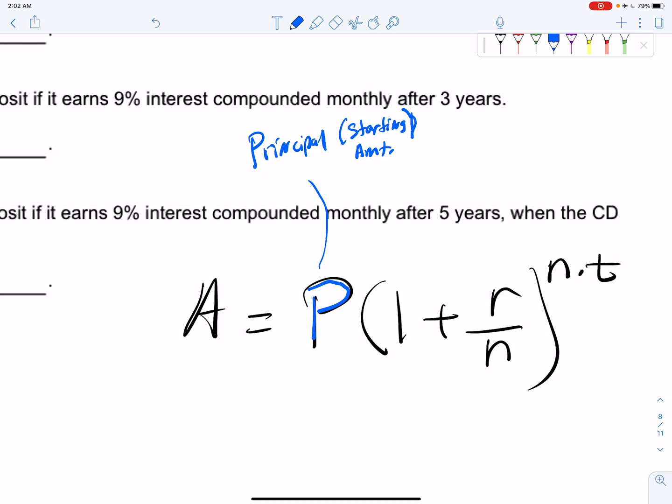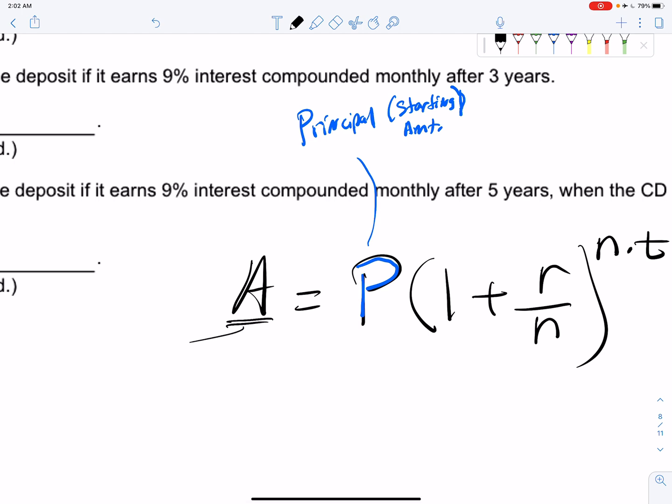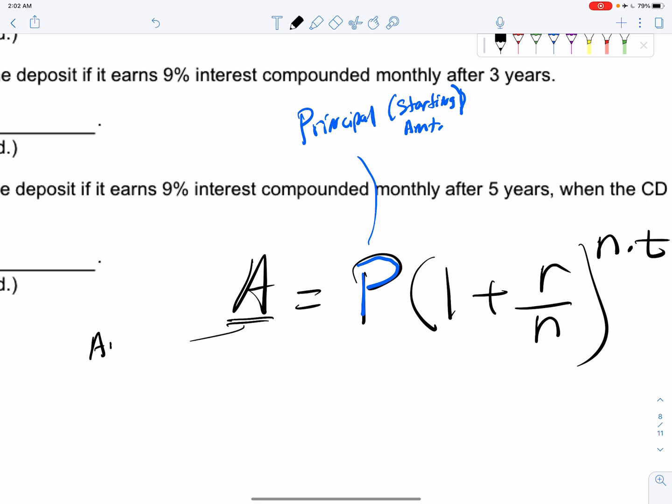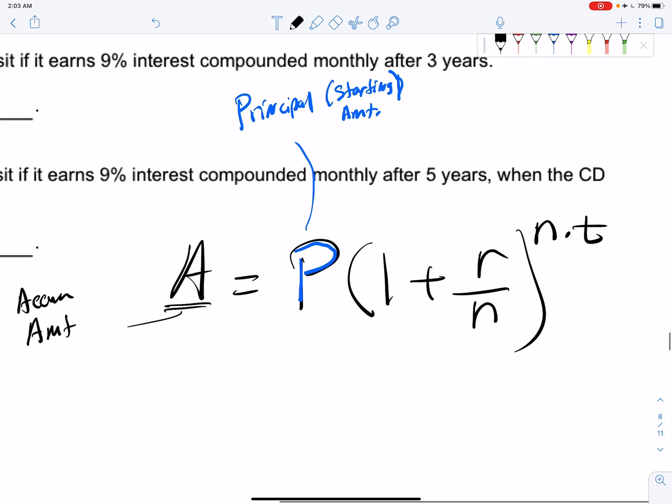Starting amount. Okay, what is A? Well, A is just going to be the accumulation of money, or the amount in the account. It's what the money's growing to. So A is the amount that's growing, the future value of the money in the account.